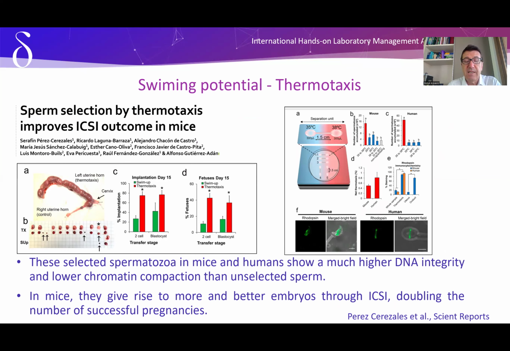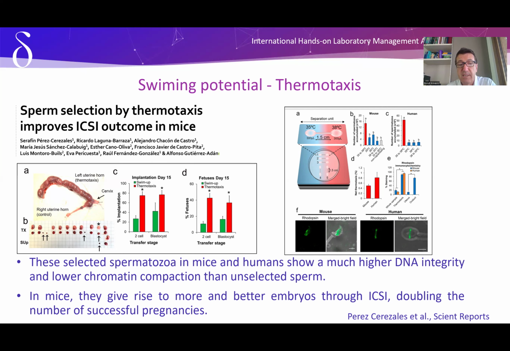The next study is also very interesting. A special microdevice was designed that was heated on the right side, and there was a difference in temperature, with a lower temperature on the left side and a higher temperature on the right side. A set of experiments was performed, allowing the sperm to swim from cooler to warmer places and the opposite, and these sperm were then used for ICSI in mouse oocytes and also in human.